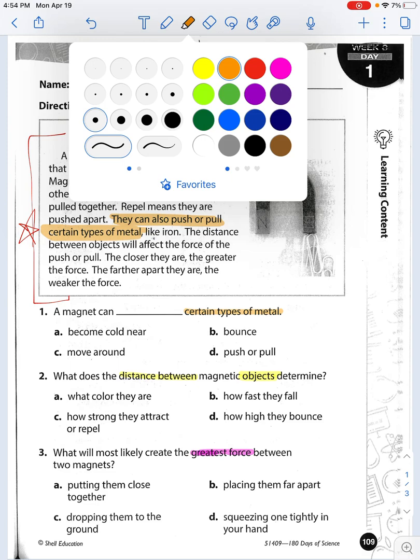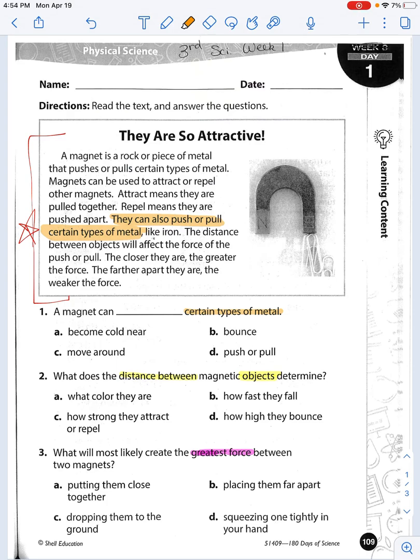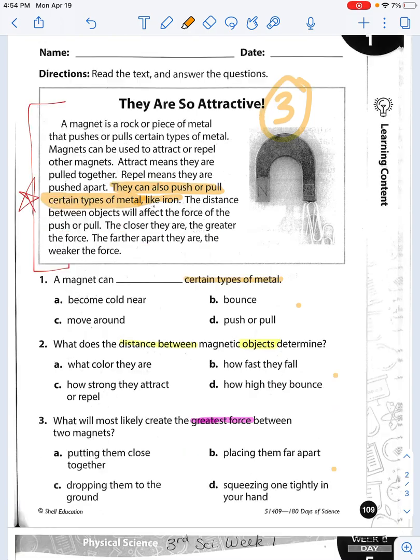For number 3, you're looking to find the words greater force or greatest force, something like that. Highlight that sentence and it will help you circle your correct answer. There is absolutely no reason you should get any of these 3 wrong because you should have 3 things highlighted. You should have an orange sentence, which I gave you. You should have a yellow sentence highlighted in the passage with the answer in it, and you should have a pink sentence highlighted. So I should see 3 sentences highlighted up here, pink, yellow, orange, and then your answers below here, circling the letter.